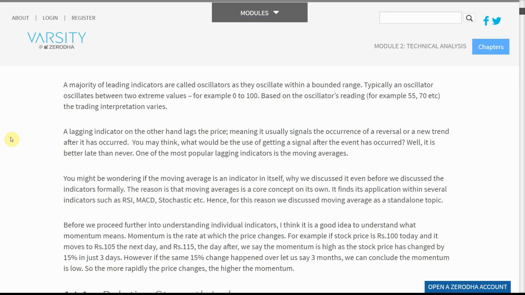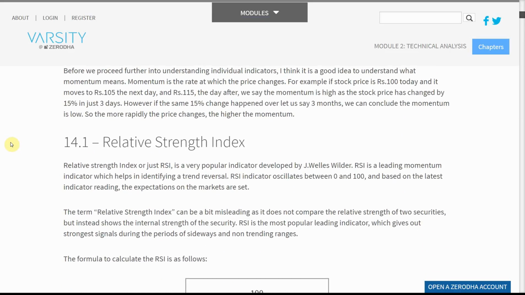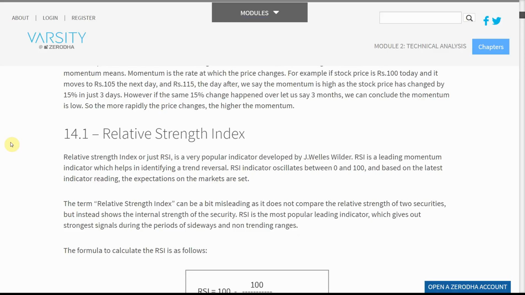Before we proceed further into understanding individual indicators, I think it is a good idea to understand what momentum means. Momentum is the rate at which the price changes. For example, if stock price is 100 rupees today and it moves to 105 rupees the next day, and 115 rupees the day after, we say the momentum is high as the stock price has changed by 15% in just 3 days. However, if the same 15% change happened over, let us say, 3 months, we can conclude the momentum is low. So the more rapidly the price changes, the higher the momentum.